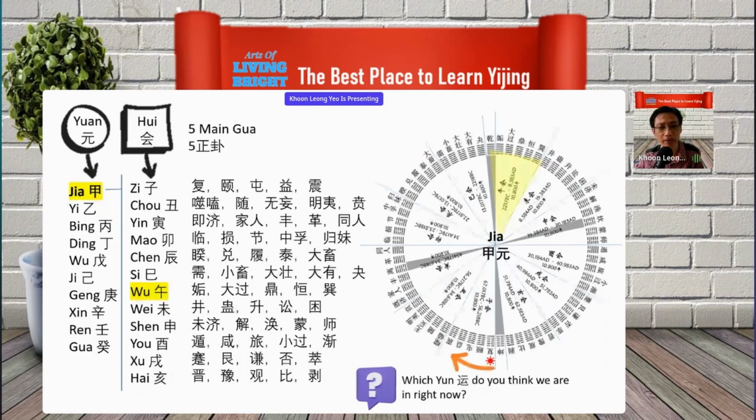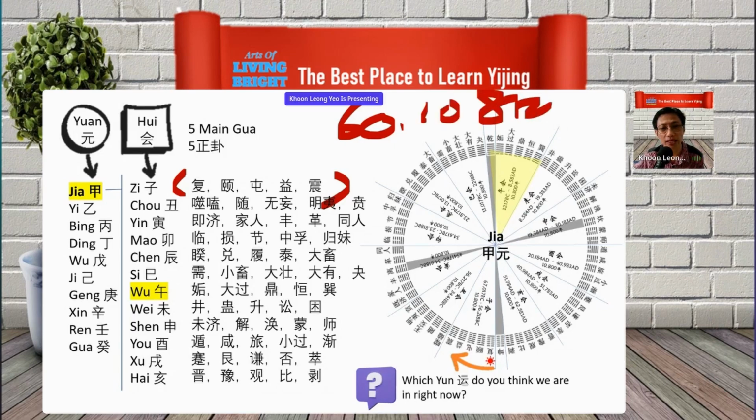So one hui is broken up into 5 equal parts and denoted by the 64 hexagrams. Wrong, 60 hexagrams. Why? Because the 4 cardinal directions we are not using already, so we are left with 60 hexagrams. So we just divide into 5. Each hexagram, all you need to do is take 10,800 divided by 5. So one hexagram will take on about how many years? You do your math.